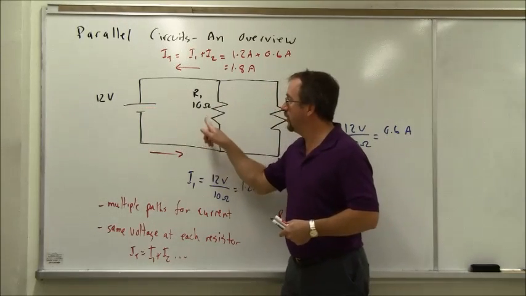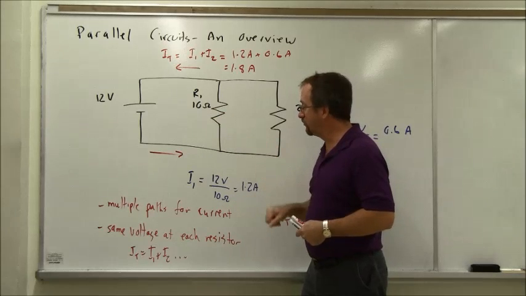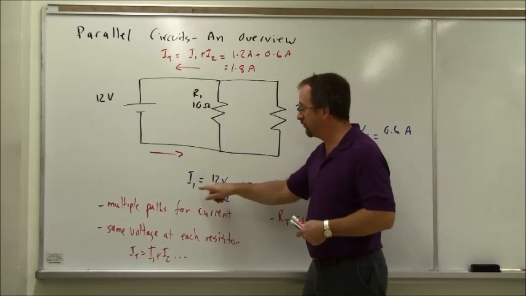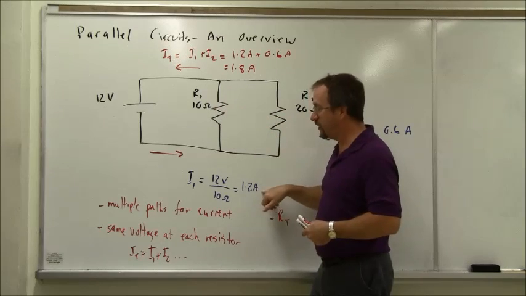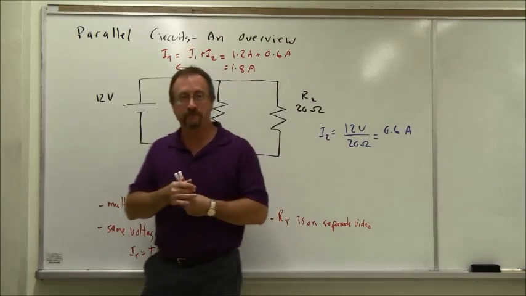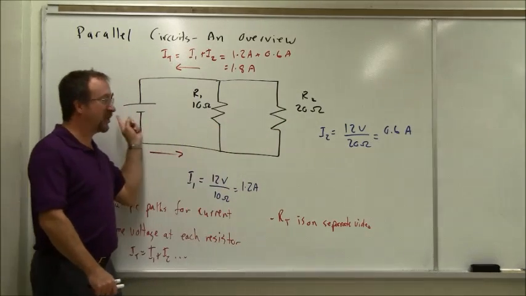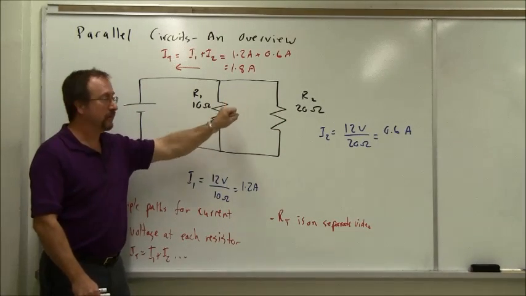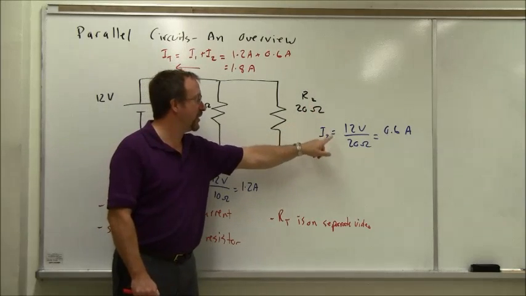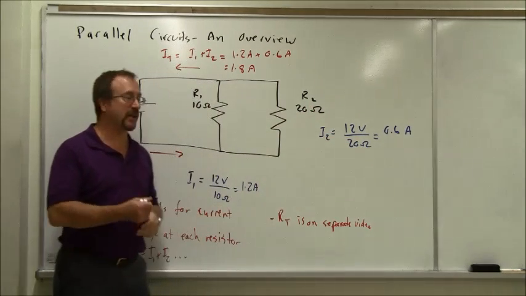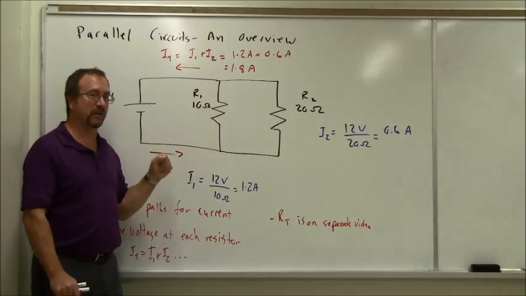We know voltage, we know resistance, therefore the current for resistor 1, I1, is 12 volts divided by the 10 ohms, which gives you 1.2 amps. For the second resistor, the resistance is 20 ohms, but it's still a 12 volt voltage. So the current for the second resistor is 12 volts divided by 20 ohms, which is 0.6 amps. Notice, less current, more resistance; less resistance, more current.